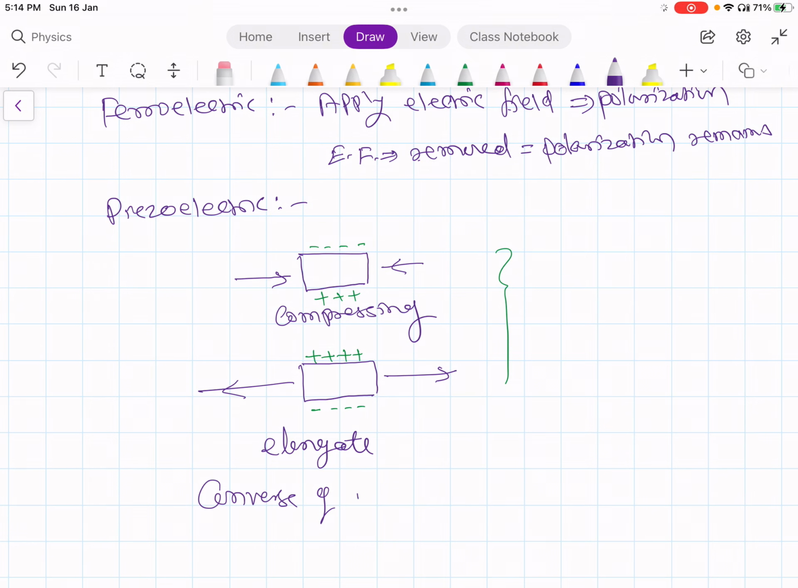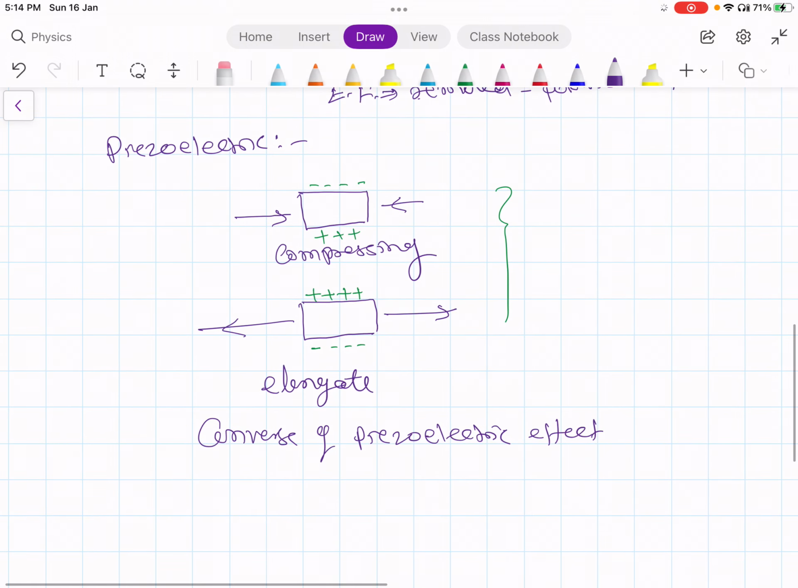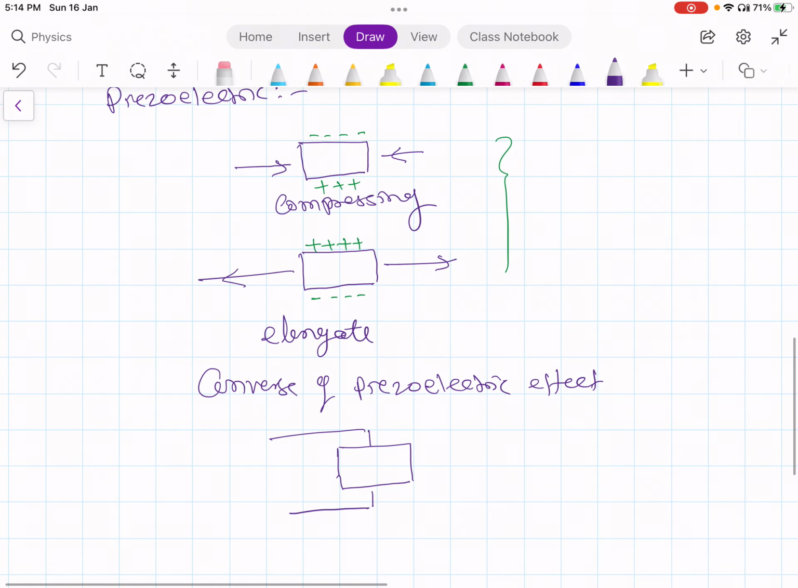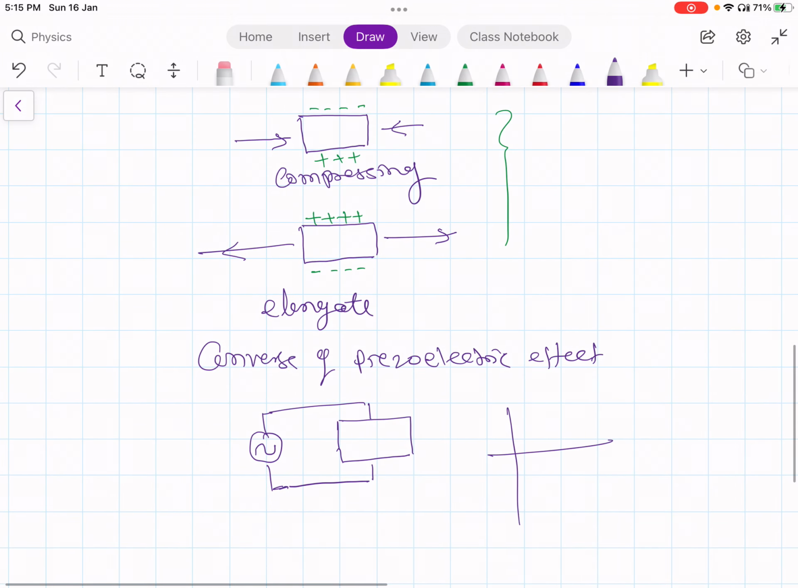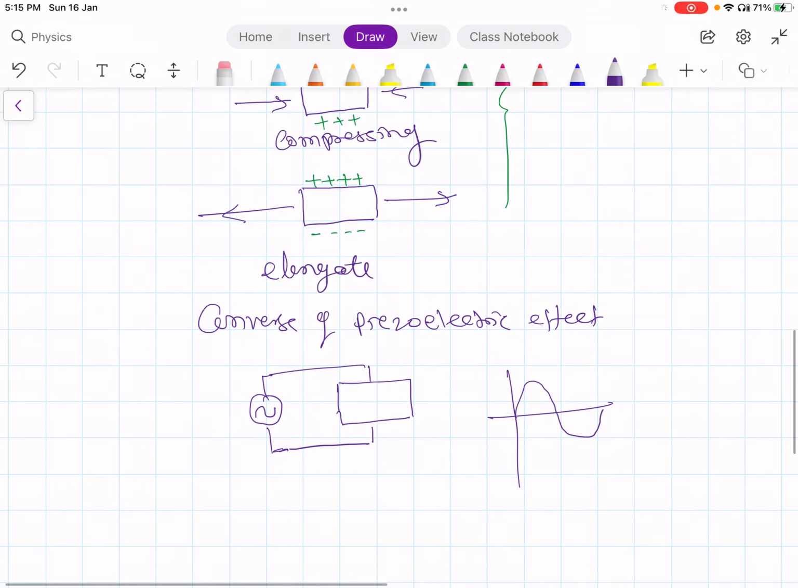Now the converse of this effect is also true. Converse of piezoelectric effect. Converse means instead of applying the pressure, we just apply the electric field. Now connect these two faces, which are along the electrical axis of that material, to the AC, alternating voltage. This is the AC cycle. In that, half is positive and half cycle is negative.